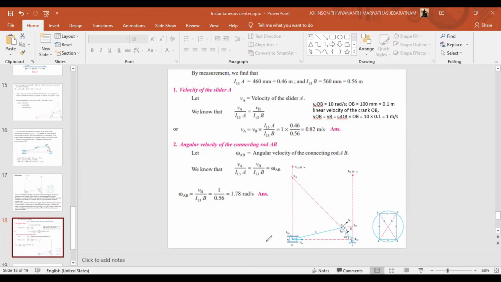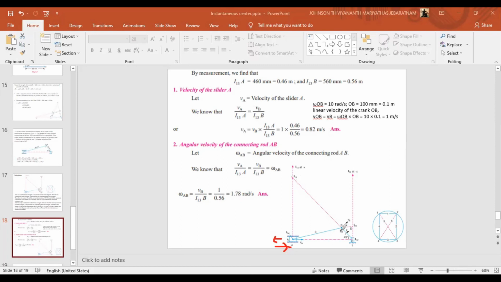The velocity of A can be in either this direction or this direction. Only these two directions it can move, so we don't need to worry about the velocity direction. VA upon I13A will be equal to VB upon I13B. This is what Lami's theorem says.